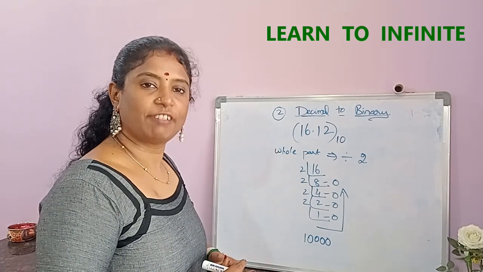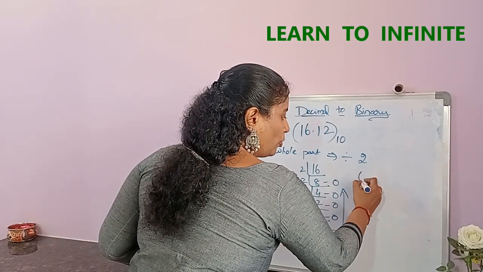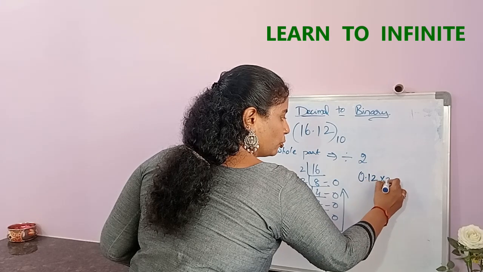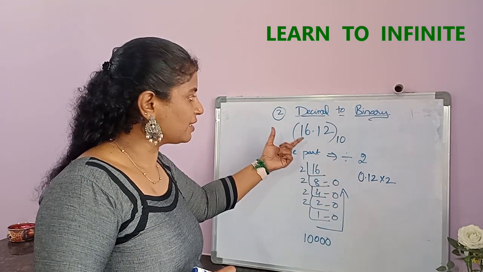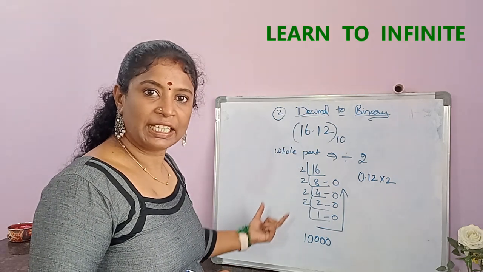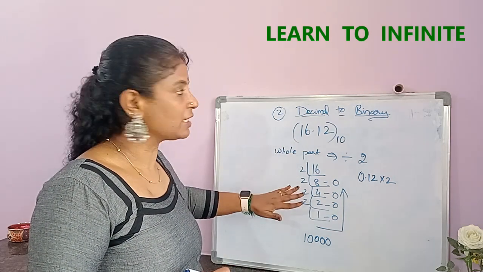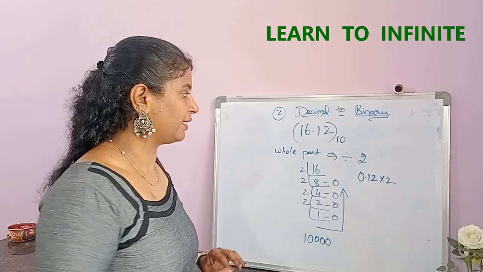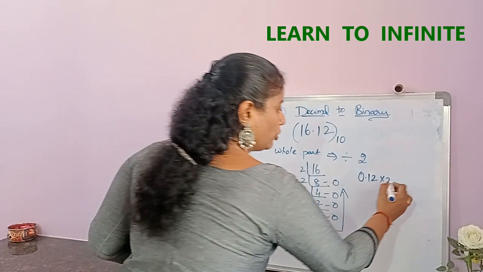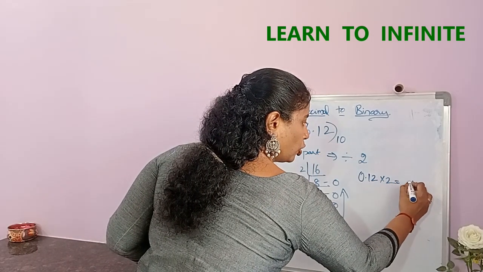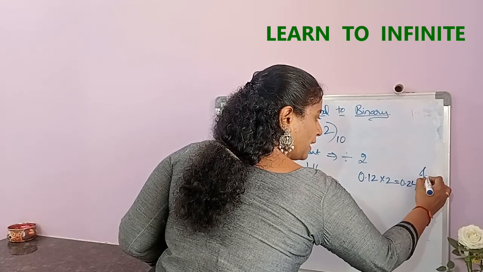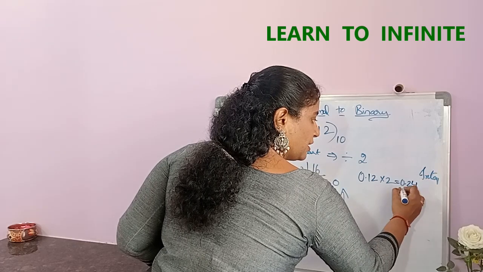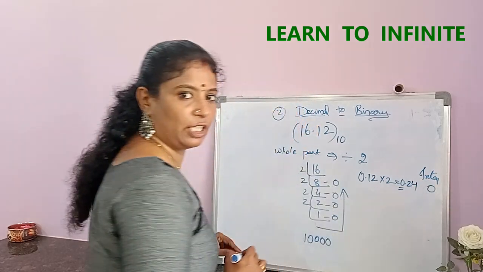Now moving on to the fractional part, it is 0.12 into 2. We are going to multiply the fractional part by its base, whereas the whole part must be divided by its base. This is the basic principle of conversion from decimal to binary. So when multiplying by 2, you will get 0.24. So what will be the integral part? The integral part will be 0. This is your integral part, 0.